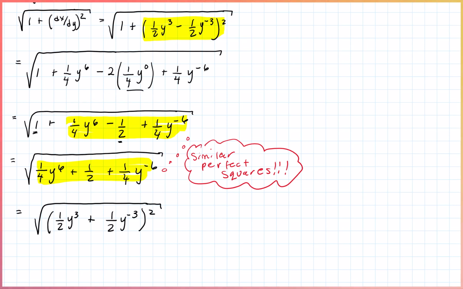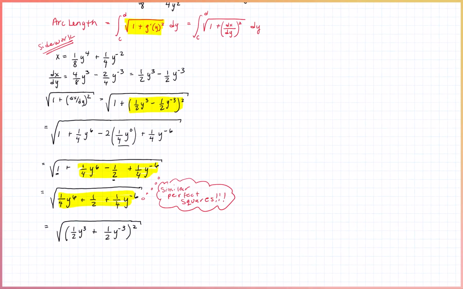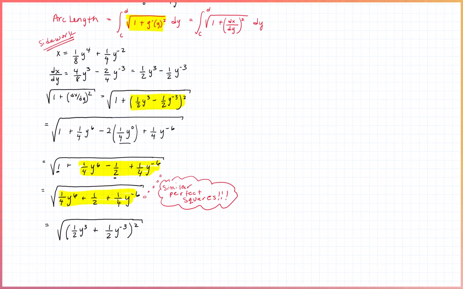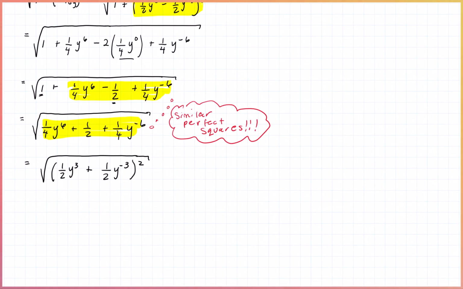Okay, so we factored that, and now we have a perfect square under the square root. You can see now why I might want to do this work outside of the integral, because now I'm going to get this nicely simplified, and look at what's going to happen. When we take the square root of that perfect square, we get the absolute value of what's inside, which is 1/2 y cubed plus 1/2 y to the negative third.